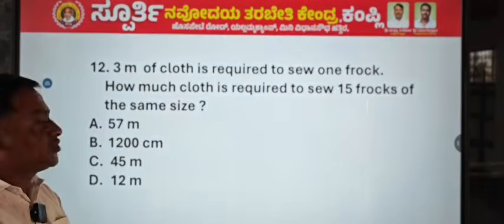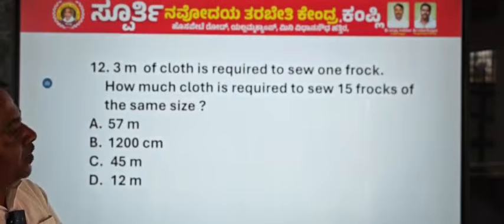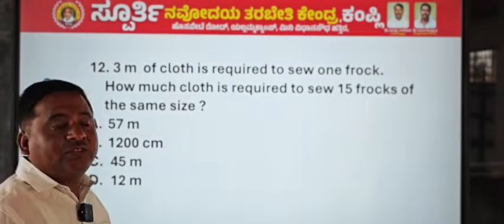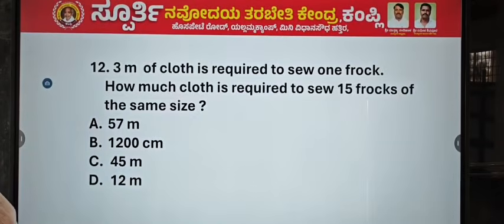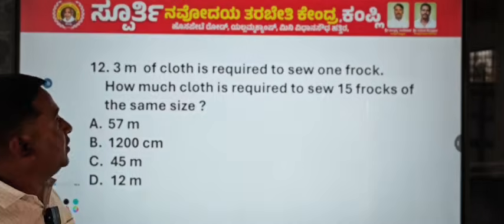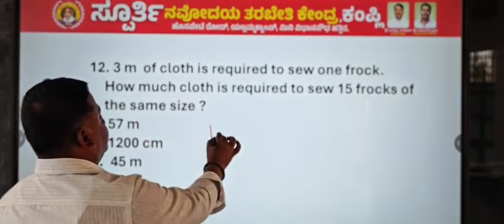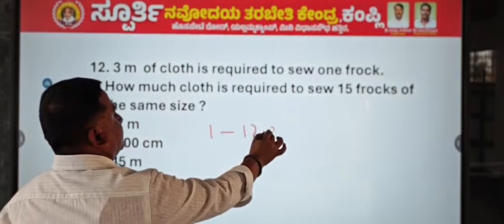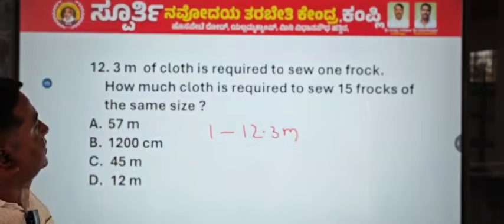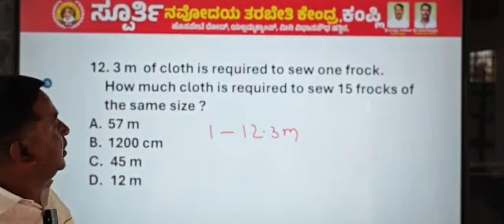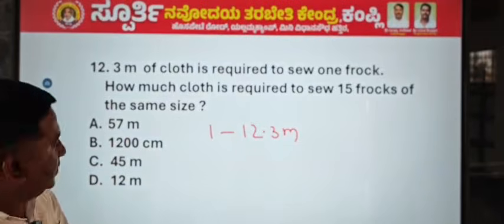Here, next question. 12.3 meter of cloth is required to sew one frock. For one frock, 12.3 meter of cloth is needed. She is required to sew 15 frocks of the same size. How much cloth does she need?